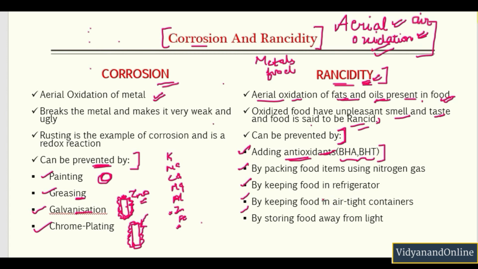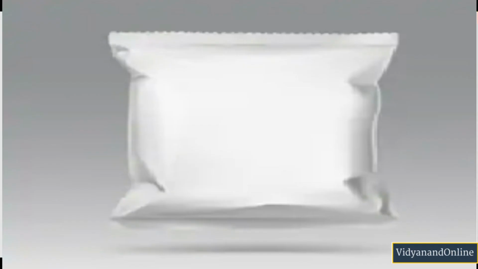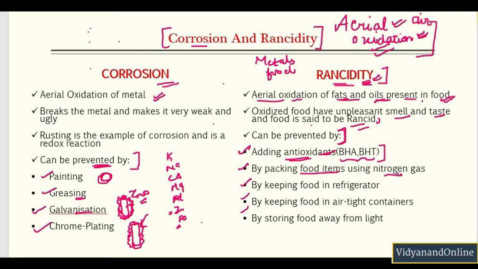Now next is packing the food items using nitrogen gas, the way I told you when I was explaining the example of chips. When you have a packet of Uncle Chips or Lays, you find that half of the packet is filled with gas and half of the packet is filled with the chips. That gas is basically nitrogen gas. This nitrogen gas is very unreactive, thus it does not allow oxygen to cause oxidation of the chips present in the packet.